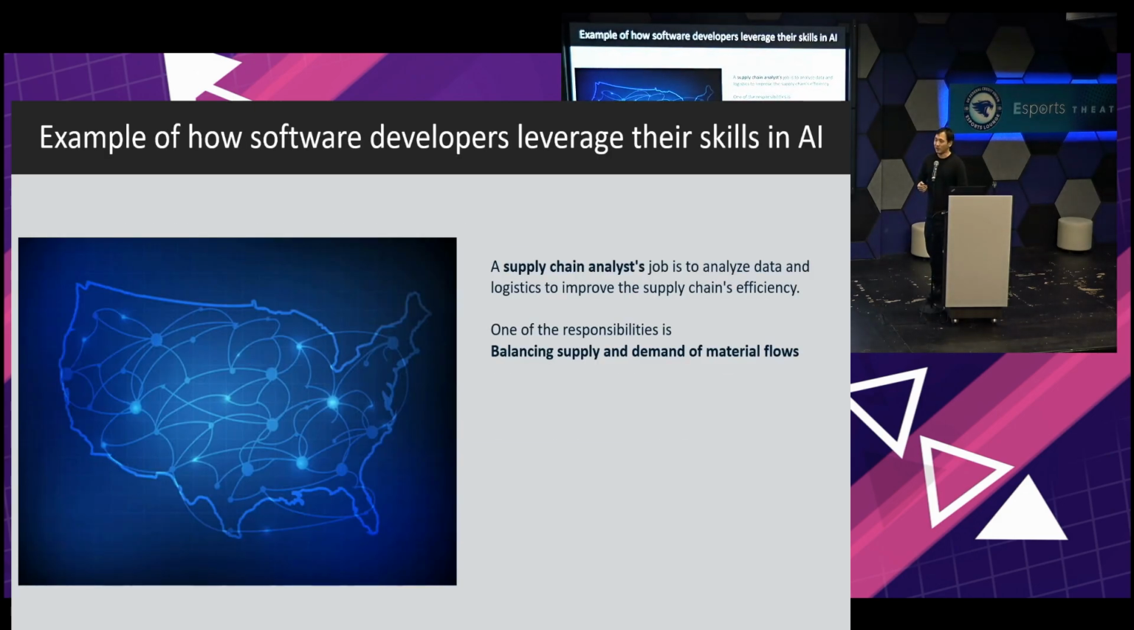So let me give you an example of one of the roles in logistics and shipping. A position called supply chain analyst analyzes the data and logistics to improve supply chain efficiency. One of their responsibilities is to balance supply and demand of material flows. Can we really find an analogous role in software developers?